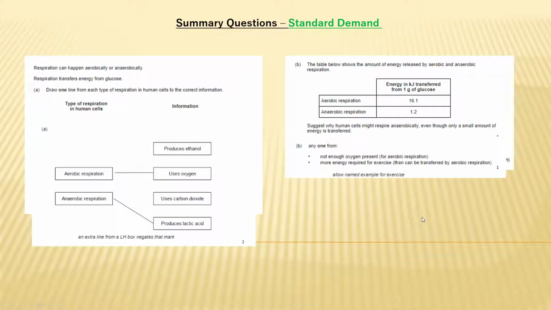The answer here, suggest why human cells might respire anaerobically. First thing, if not enough oxygen is present, then cells will begin to respire anaerobically. Now, more energy may be required for a quicker burst of exercise, such as a sprint compared to a long distance run. So that's why they may respire anaerobically, because they need that energy in a much shorter time frame.